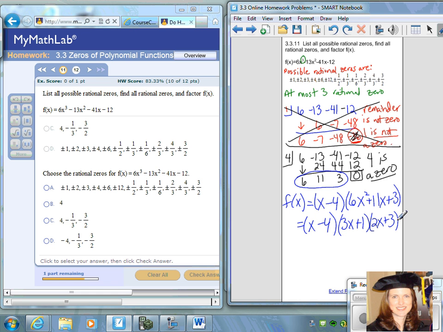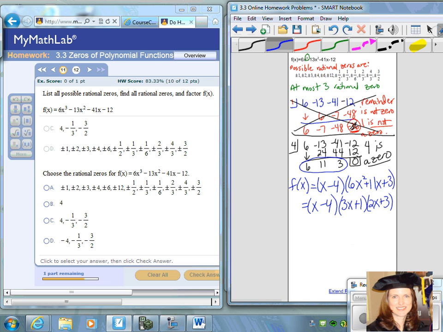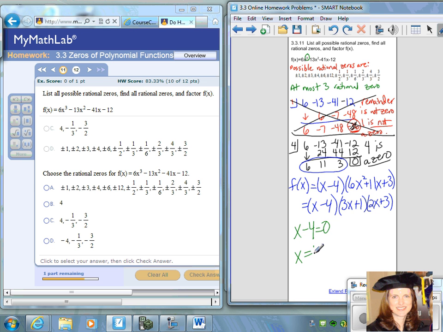You can determine the three zeros by setting each of those factors equal to 0. If you set x minus 4 equal to 0, you get x equals 4. That's one of the zeros of the polynomial function. Set 3x plus 1 equal to 0. If you subtract 1 and divide by 3, you get negative 1/3 is a zero. And if you set the last factor, 2x plus 3, equal to 0, subtract 3 and divide by 2, you get x is equal to negative 3 over 2. Those are the three zeros of the polynomial function.